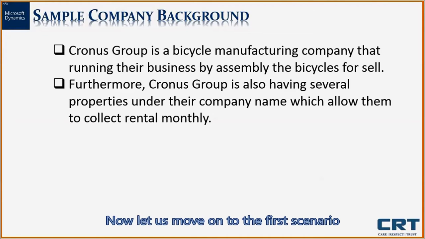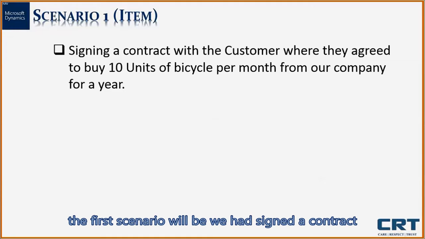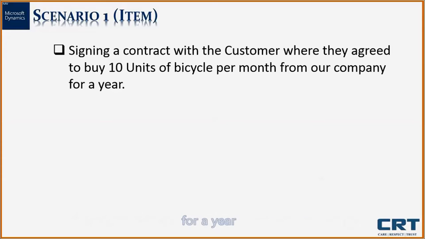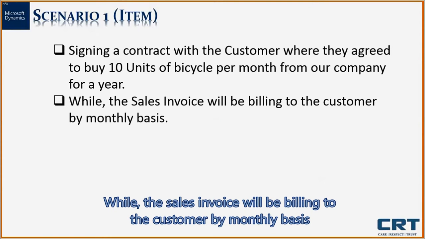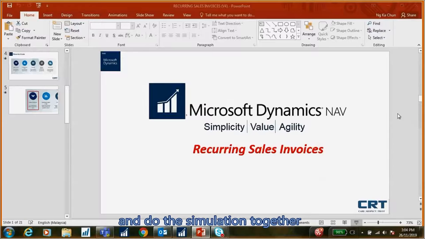Now, let us move on to the first scenario of today's webinar. The first scenario will be, we have signed a contract with the customer where they agree to buy 10 units of bicycles per month from our company for a year. The sales invoice will be billed to the customer on a monthly basis. So, now let us go to Microsoft Dynamics NAV and do the simulation together.